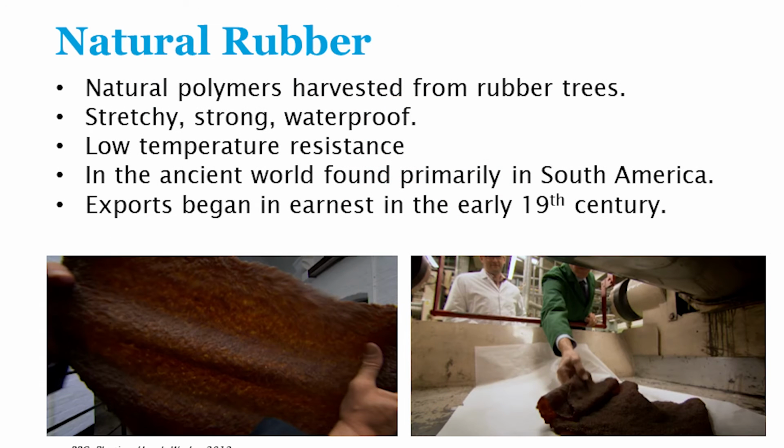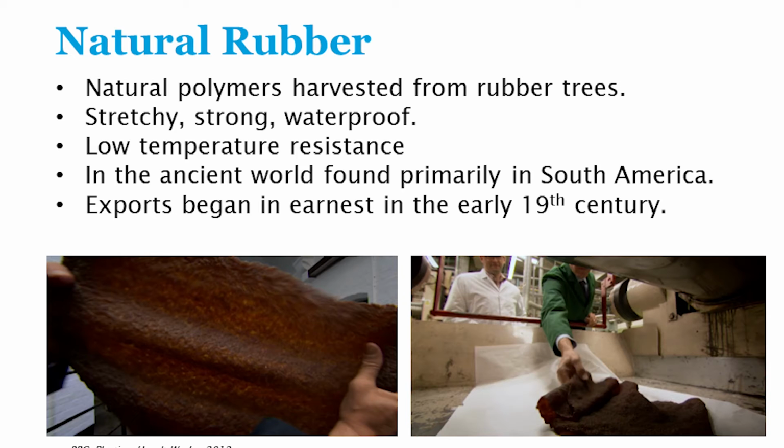If I'm going to teach you about material science, I really want to go back to one of the first historical cases I found of where we really needed material science to solve a problem. And I want to introduce you to natural rubber. This is a material that's harvested from the rubber trees. They are stretchy, strong, waterproof. They've got a bit of a problem. They've got a very low temperature resistance.